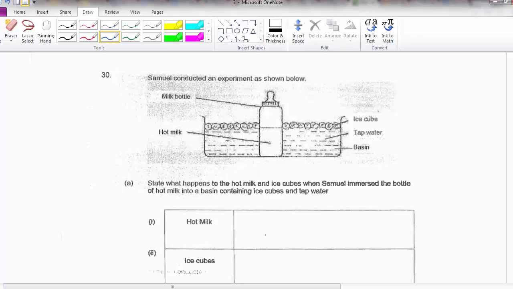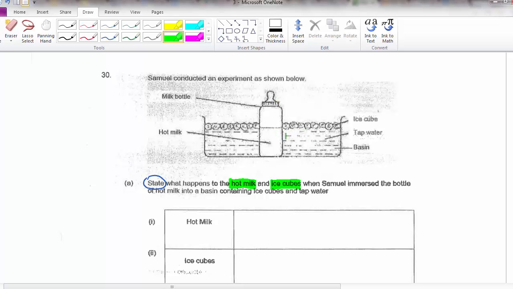Now for this question, what's happening is you're supposed to state. Okay, so the first thing that you must remember is state. You just say what happens. You don't have to give a reason. So you're supposed to state what happens to the hot milk and the ice cubes when this person immerses the bottle. Immerse means you dip the whole bottle into the basin.